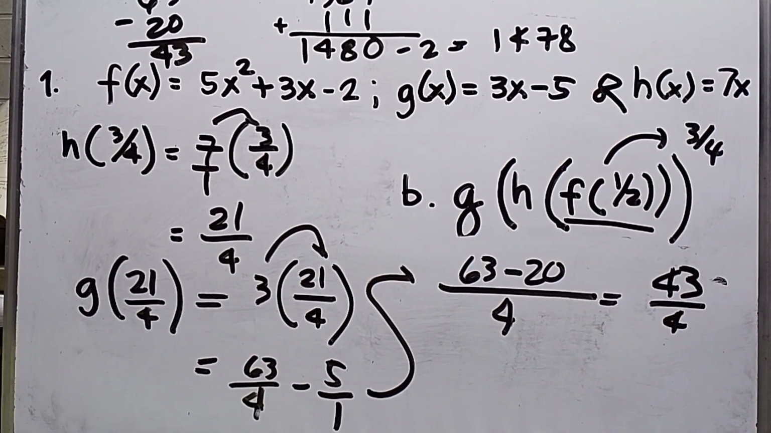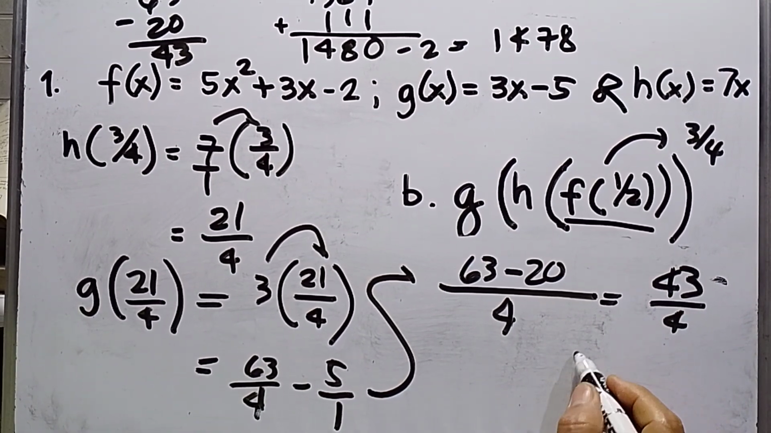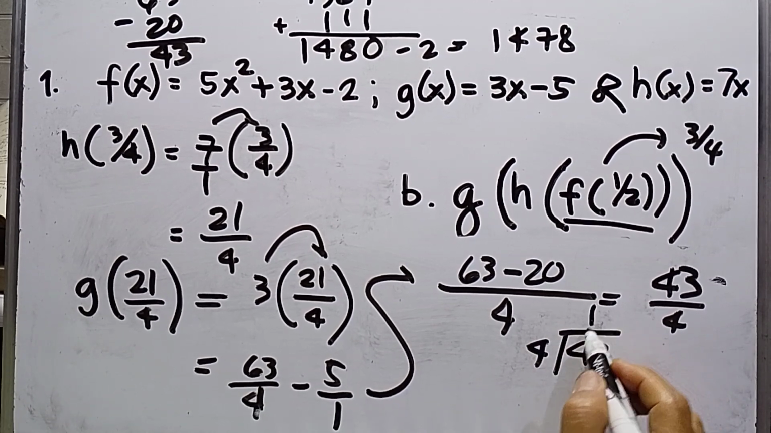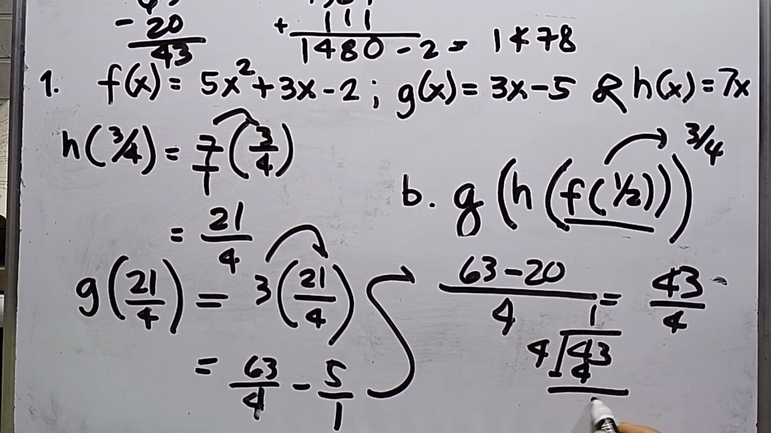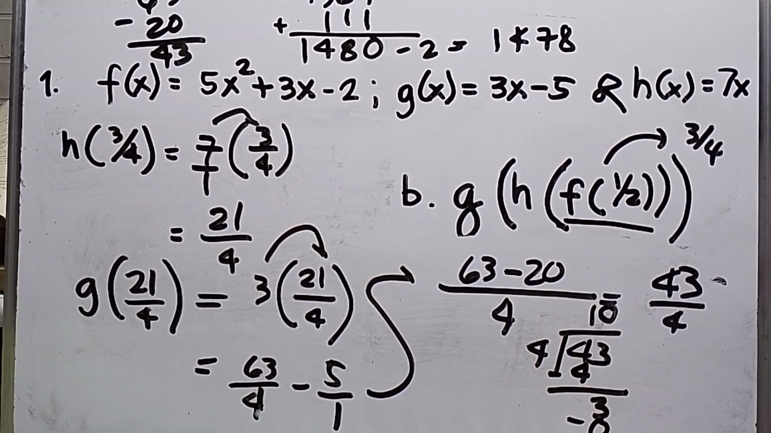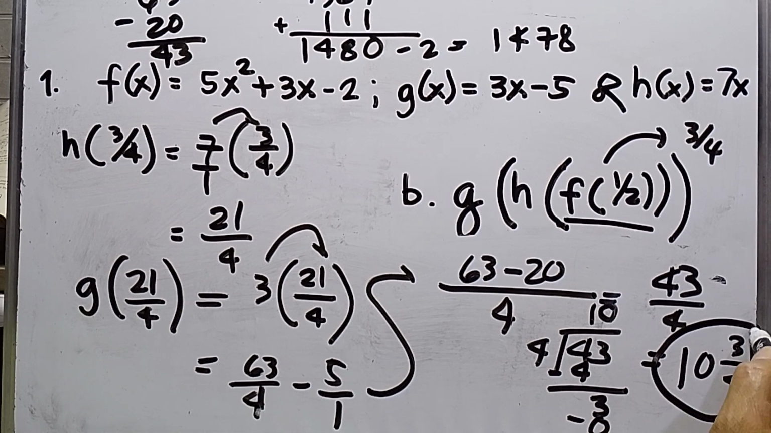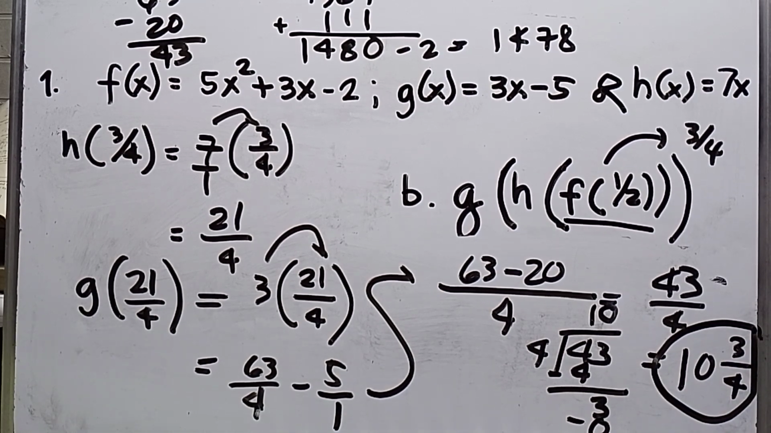Since this is an improper fraction, we need to divide. So 43 divided by 4. This will be 10, 4 times 10 is 40. Then this will be 3. 3 cannot be divided by 4, so the answer will be 10 and 3 over 4. To check this answer, multiply: 4 times 10 is 40 plus 3, that is 43 over 4. Yeah, correct. This is my final answer, 10 and 3 over 4. That's all.